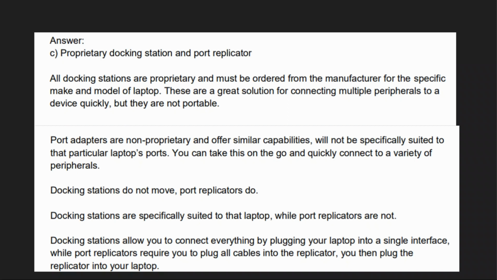Docking stations do not move, port replicators do. Docking stations are specifically suited to that laptop, but port replicators are not. Docking stations allow you to connect everything by plugging your laptop into a single interface, while port replicators require you to plug all cables into the port replicator and then plug the replicator into your laptop. So some key differences there, but the correct answer was C.